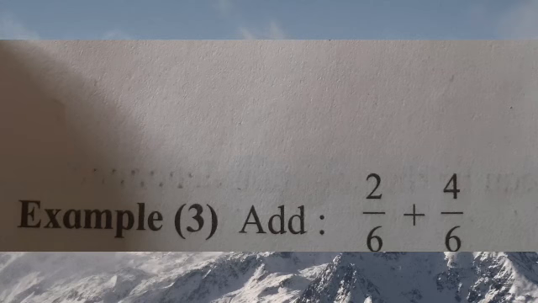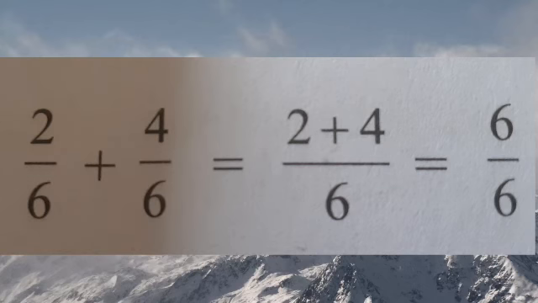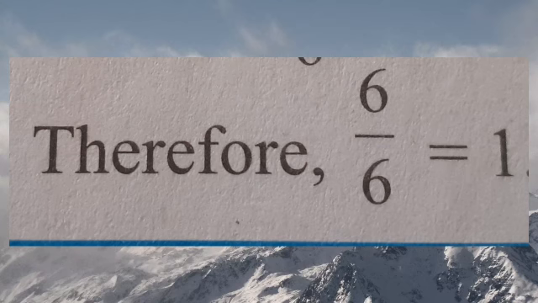Solve example 3. Add 2 by 6 and 4 by 6. As 2 by 6 and 4 by 6 are like fractions, add the numerators first, 2 plus 4, and then write the denominator 6 as it is. So 2 plus 4 is equal to 6 by 6. So the answer is 6 by 6. However, we know that 6 by 6 means that all 6 of the 6 equal parts are taken. That is, one whole figure is taken. Therefore, 6 by 6 is equal to 1.